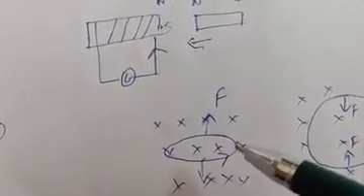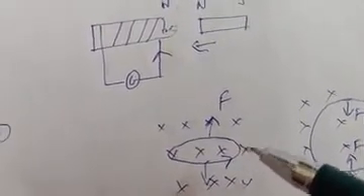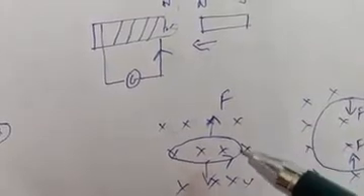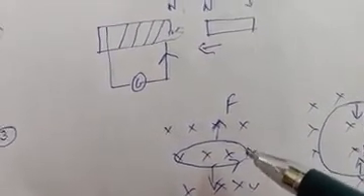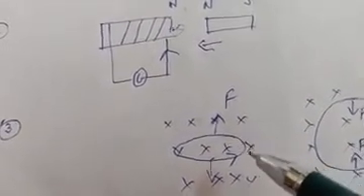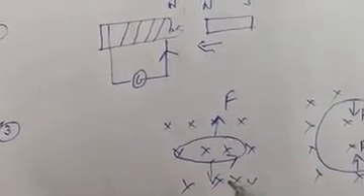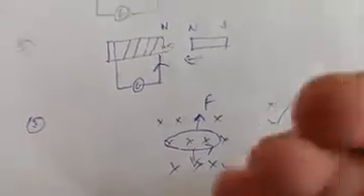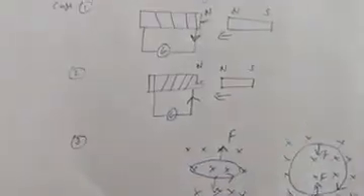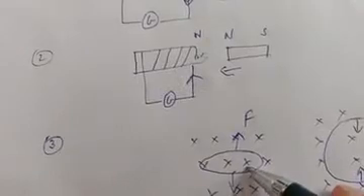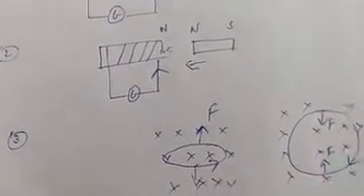So what is the cause? Flux is increasing, so the induced current will tend to decrease this flux. The magnetic field is inward, so due to the induced current, the magnetic field should be outward so that it can decrease it. What should be the direction of the current? Magnetic field outward, fingers along the field, thumb will give the direction of the current. So that will be the direction of the induced current.